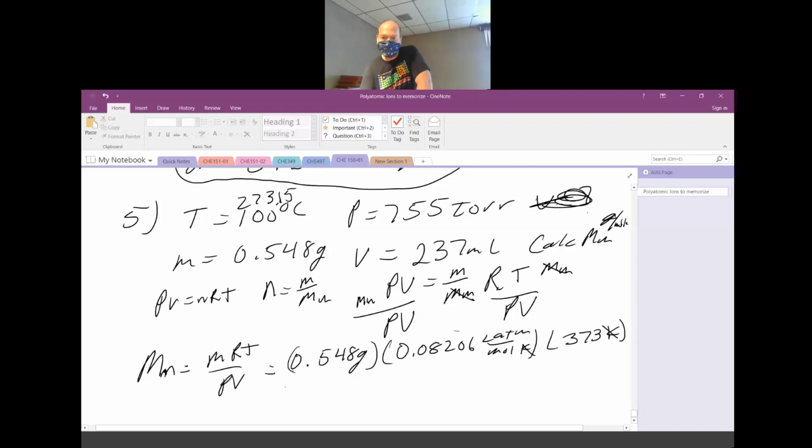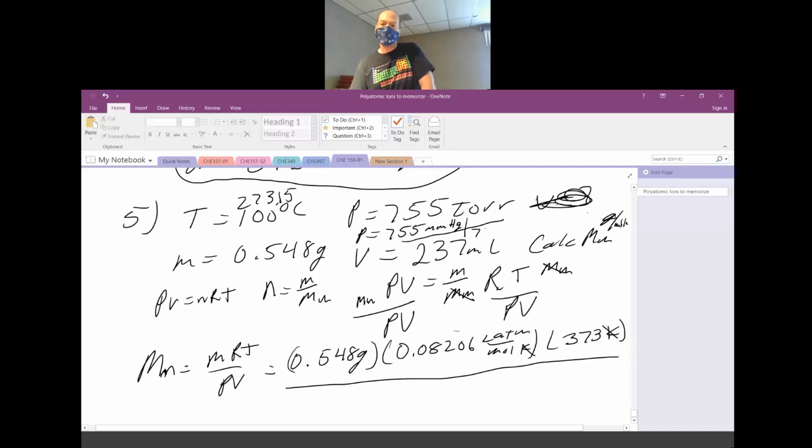All right, and then we divide that by the pressure, and that is 755 torr. Remember that a torr is the same as a millimeter of mercury. And so that means that this is 755 millimeters of mercury. Divide that by 760 millimeters of mercury, which is 1 atmosphere. So when you take your 755 divided by your 760, you get 0.993 atmospheres.